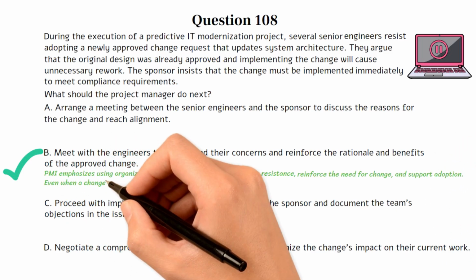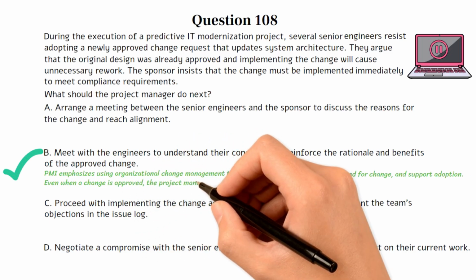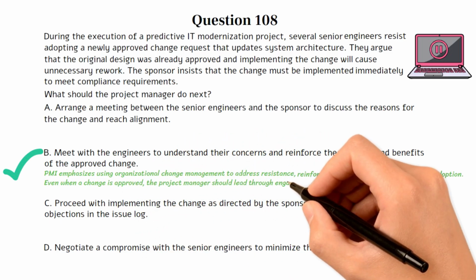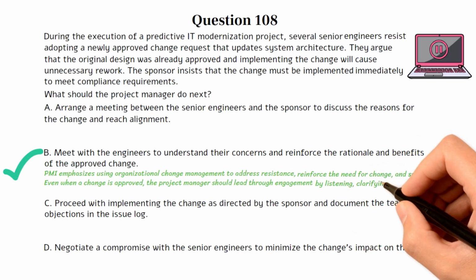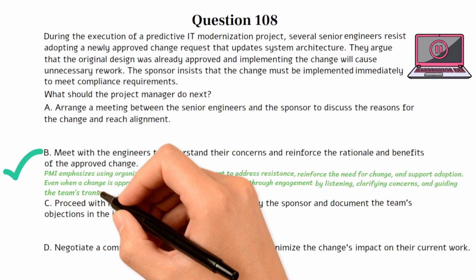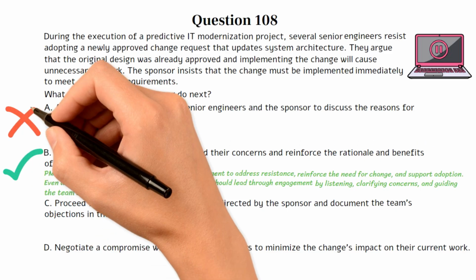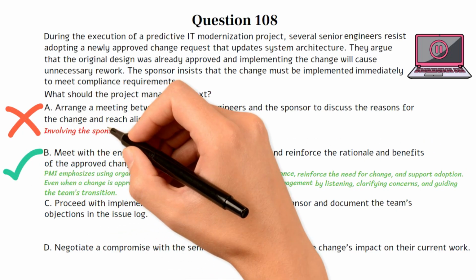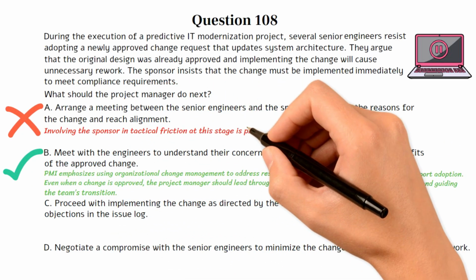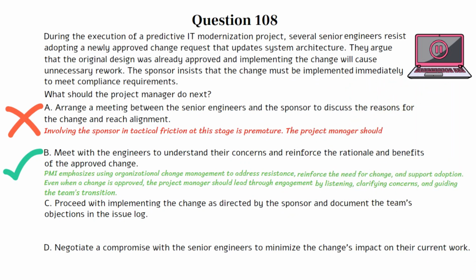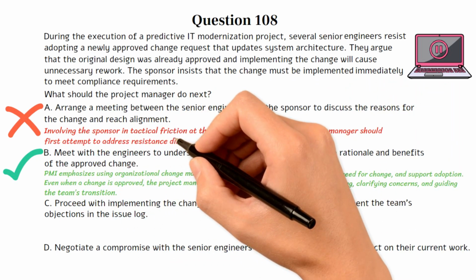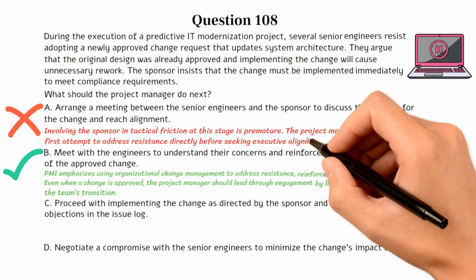The change has been approved, but instead of escalating or compromising, the project manager must lead engagement by listening, clarifying, and supporting the team's transition. Choice A is incorrect. Involving the sponsor in tactical friction at this stage is premature. The project manager should first attempt to address resistance directly before seeking executive alignment.